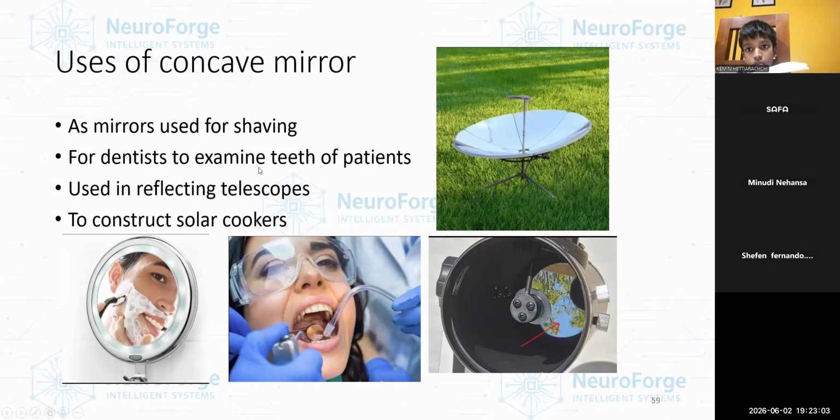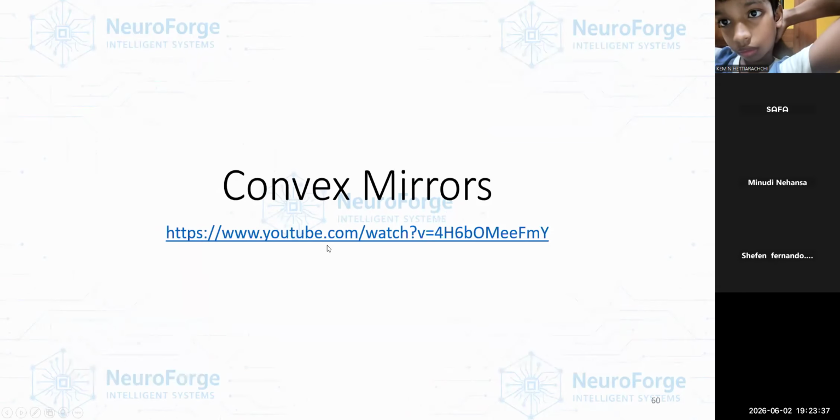Then the uses of concave mirror. You know what, for shaving mirrors, for dentists to examine your teeth, as reflectors for telescopes and microscopes as well, and to construct solar cookers and solar furnaces. These are the uses of concave mirror. Remember all these four images, then you can easily write the answers in the exam. Don't try to remember the text. Try to remember the images. It will be easy for you to recall your memory.